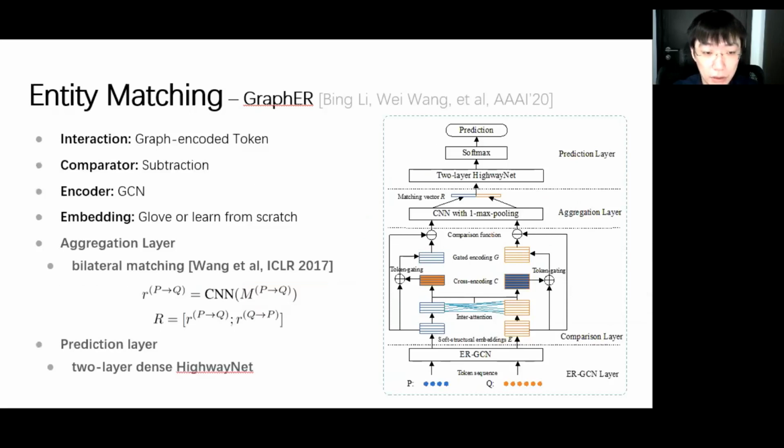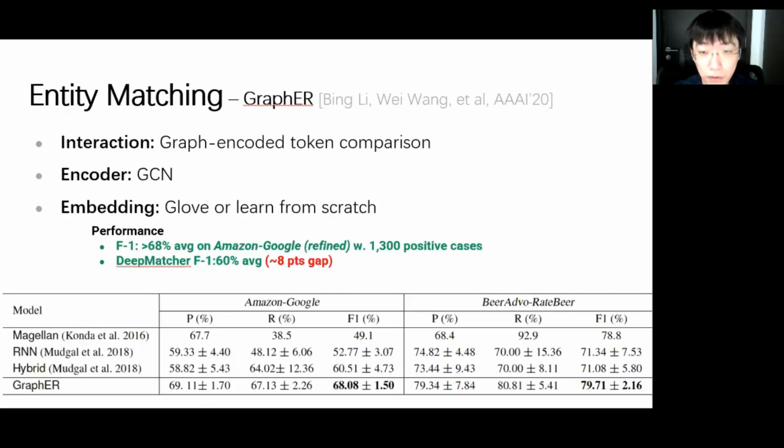GraphER also employs the cross-encoding to represent the tuple pair. After the cross-encoding, it uses a bilateral matching that compares the tuple pair in two directions, and uses a two-layer highway net for the final classification. The performance shows that on the Amazon Google dataset, the GraphER model is about 8 points better than DeepER in terms of F1.